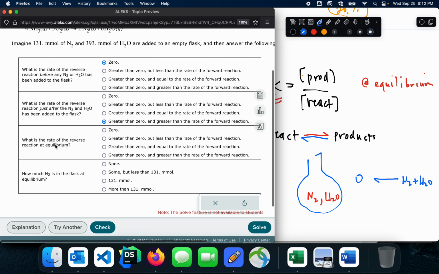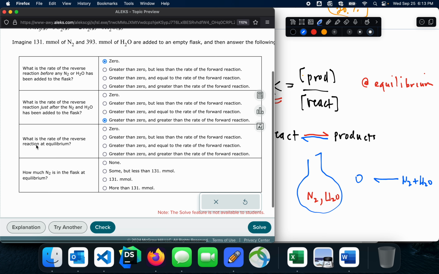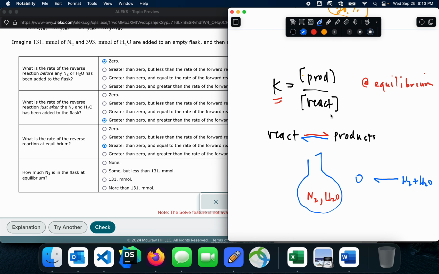What is the rate of the reverse reaction at equilibrium? Since it's at equilibrium, it's going to be greater than 0 and equal to the rate of the forward reaction, because that's what equilibrium means. Equilibrium means that the rates are equal.